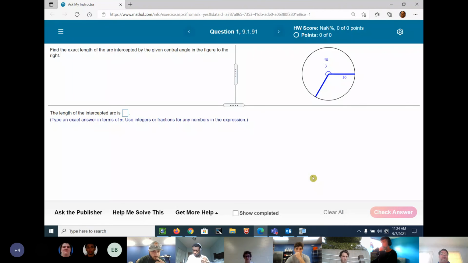Find the exact length of the arc intercepted by the given central angle in the figure to the right. So we got 4 pi over 3. I'm going to draw it on my whiteboard while y'all are drawing it. The central angle is 4 pi over 3, and the radius is equal to 16 units. So it looks like all we got to do is multiply, because S is equal to R theta, if I remember correctly. Right?